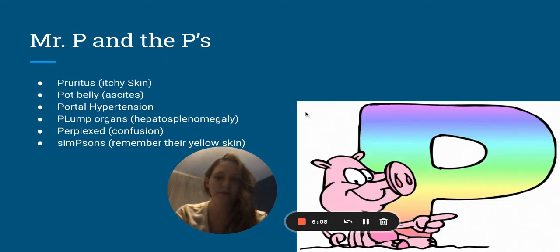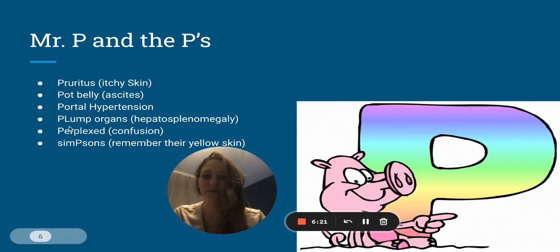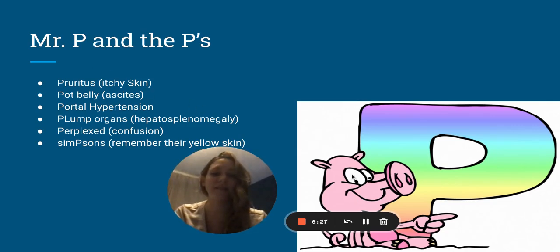So in order to remember the signs of cirrhosis, I came up with this. So we're talking about Mr. P, so I called it Mr. P and the P's. So I'll say 1, 2, 3, 4, 5, 6 P's. Mr. P and the 6 P's. So you're going to have that pruritus or itchy skin, the pot belly like the pig, which is the ascites, portal hypertension, plump organs. You can have enlarged spleen and liver.